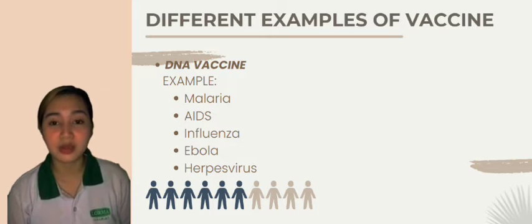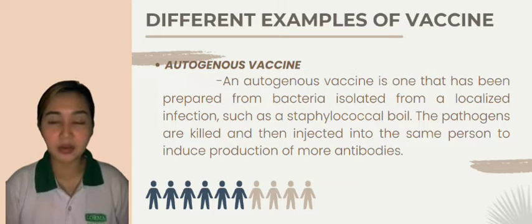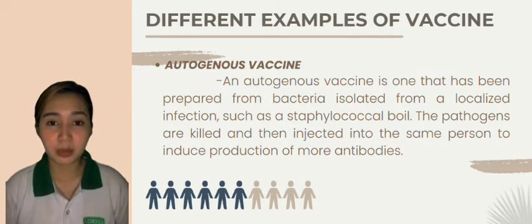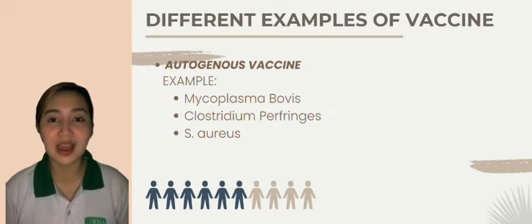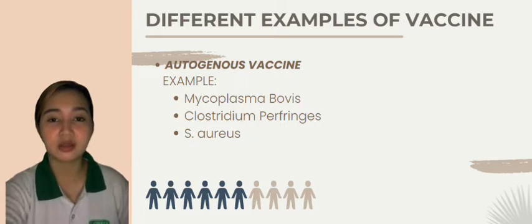The last type of vaccine is the autogenous vaccine. An autogenous vaccine is one that has been prepared from bacteria isolated from a localized infection, such as a staphylococcal boil. The pathogens are killed and then injected into the same person to induce production of more antibodies. Examples are Mycoplasma bovis, Clostridium perfringens, and Staphylococcus aureus.